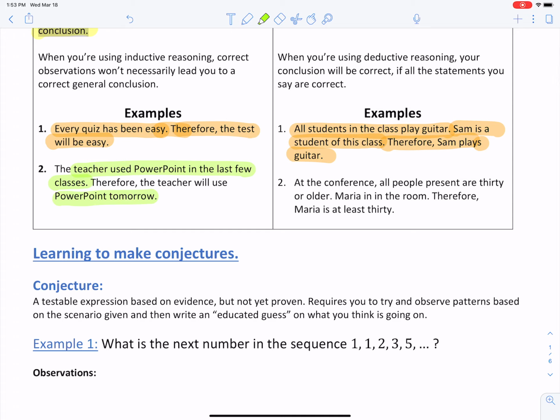And deductive reasoning. So here at a conference, all the people present are 30 or older. Maria is in the room, so therefore we would have to assume that she's at least 30. So this is coming from some statements that are already true, and then we're making another statement based on these statements that are already true.